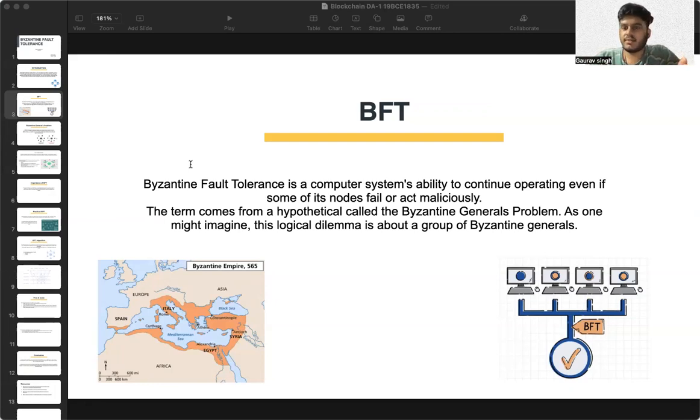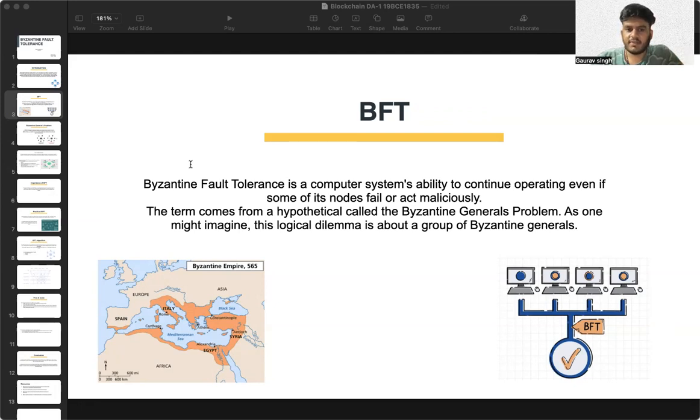With any computer system with multiple nodes, each node could be considered as a general. The system's Byzantine tolerance refers to whether it can keep working even if some of the nodes go down or intentionally try to deceive it. To sum it up, BFT is the property of a system that is able to resist the class of failures derived from the Byzantine generals problem.